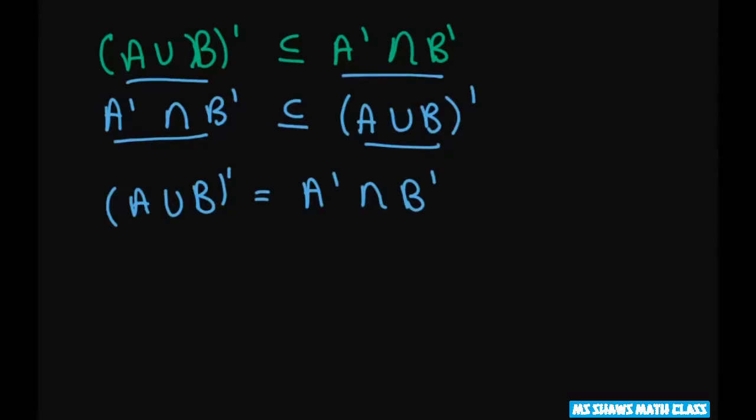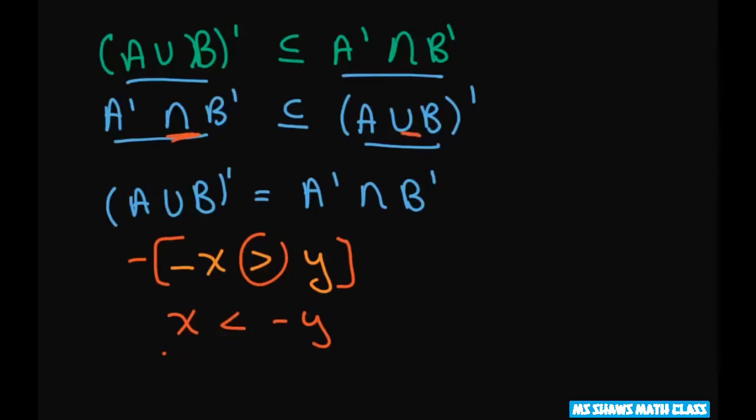And a note with DeMorgan's rule, you can look at it a little bit like this. Remember when you're doing inequalities, if you say that negative X is greater than Y, and then when you negate everything, what you have to do, you'd say X is less than negative Y. So that's where you're switching these signs here when you're doing your primes. It's kind of like that.